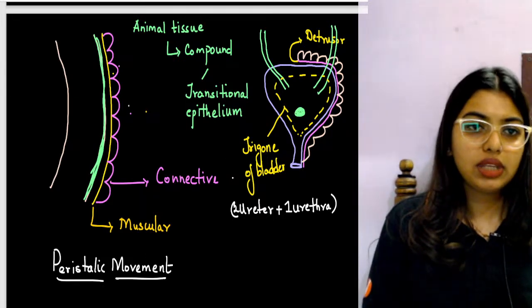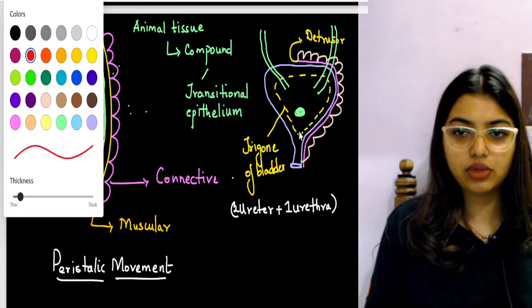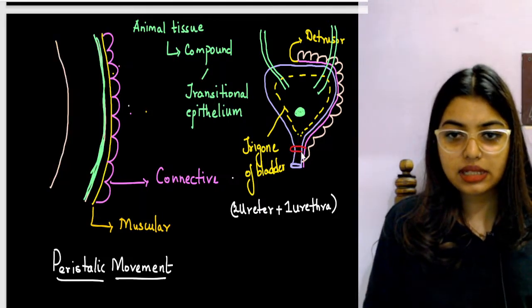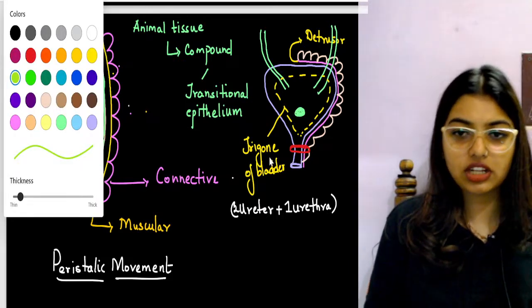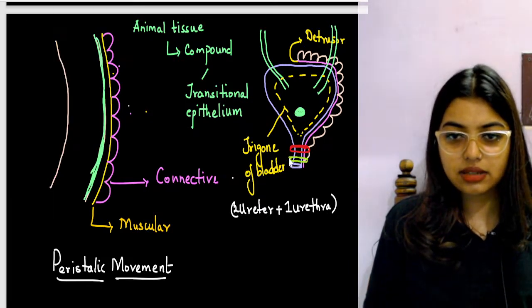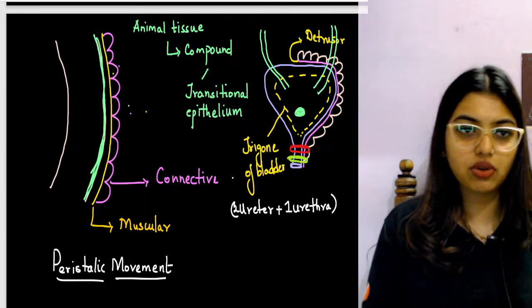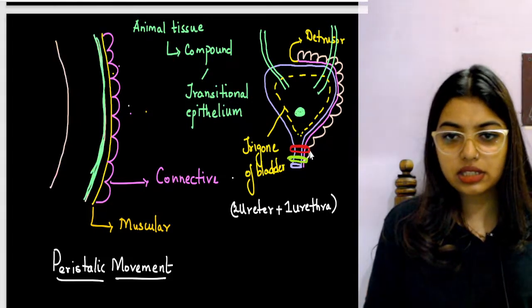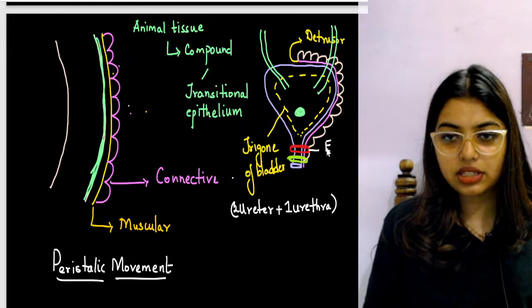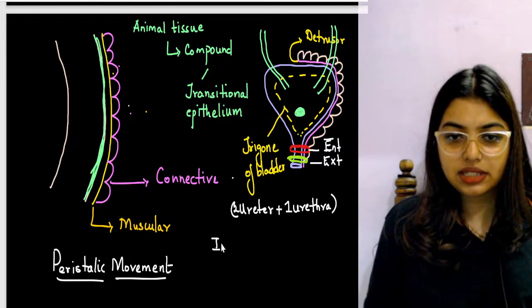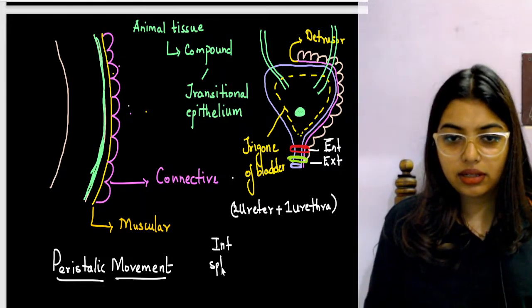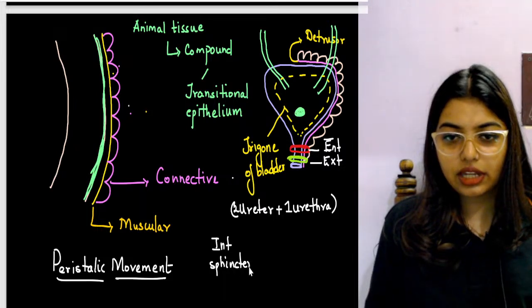Now at the tip of this, there are two muscles called sphincter muscles. One is the internal sphincter muscle and the other is the external sphincter muscle. I don't know if it's visible to all of you because I've used so many colors. This is the internal sphincter muscle, and this is the external. Now, students, the internal sphincter muscle is not in your control. It is involuntary.